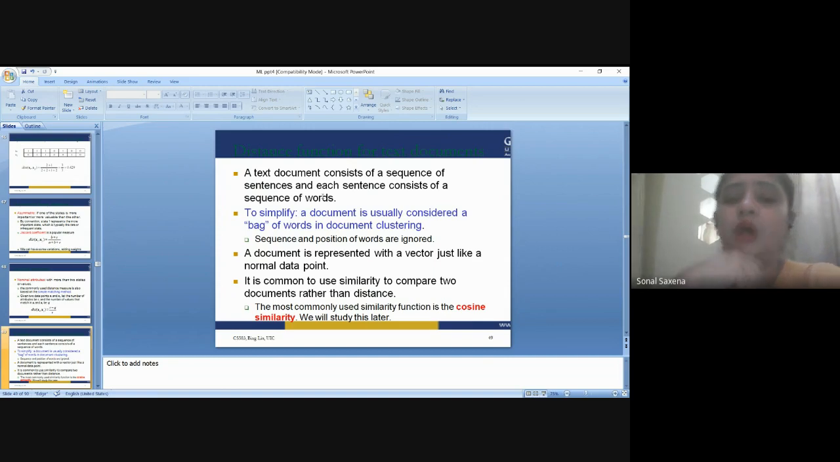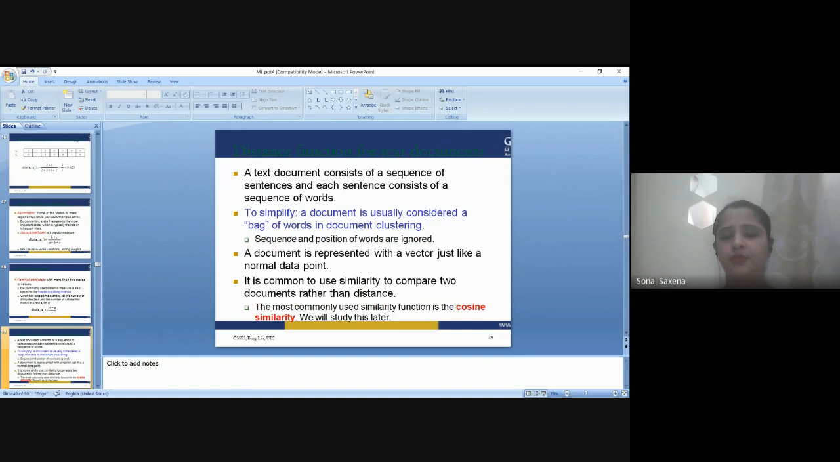So how do we find the distance function for text documents? These were the numerical distances when you have numerical data. But when we talk about text, how do you calculate the distances? A document consists of a sequence of sentences, and each sentence consists of a sequence of words. To simplify, a document is usually considered a bag of words in document clustering. Sequence and position of words are basically ignored. So a document is represented with a vector, just like a normal data point.